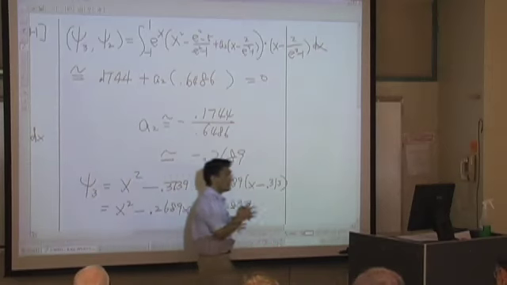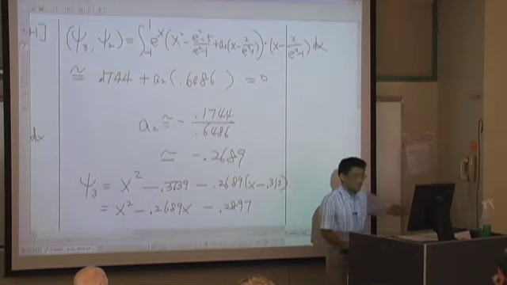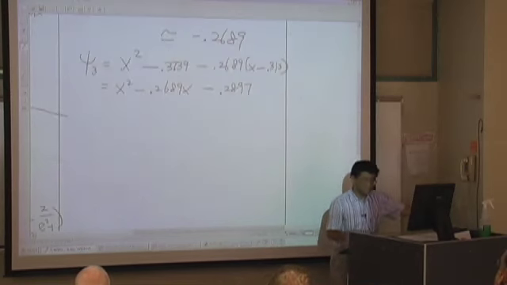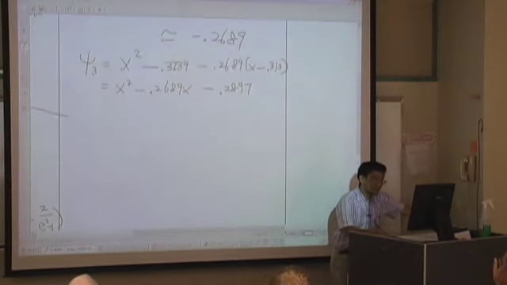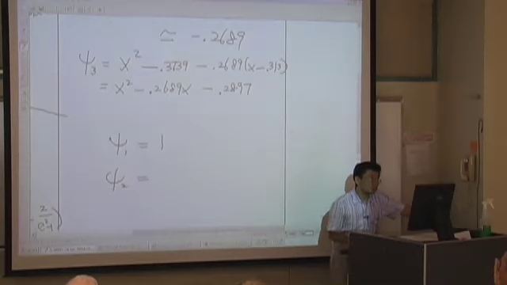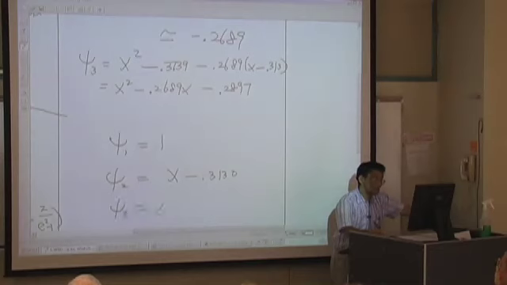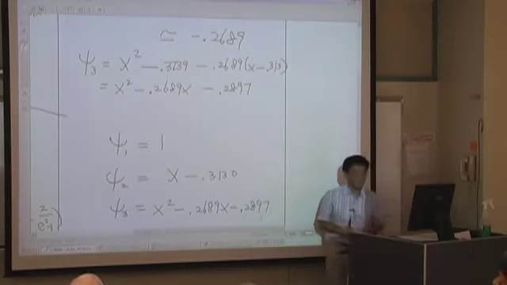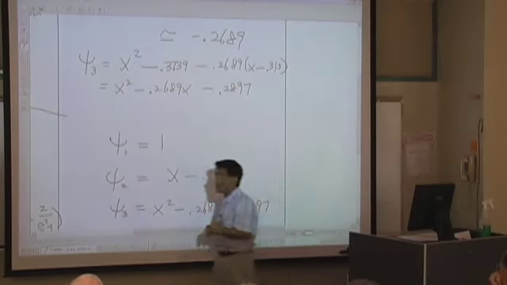Exact thing may be tougher. So let's write the result. With these things, we can write psi 1 is 1, psi 2 is x minus 0.3130, and then psi 3 is x squared minus 0.2689x minus 0.2897. Done, right? So we have found these things.